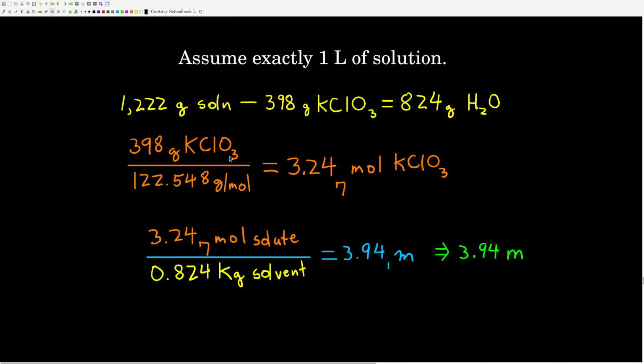Now, to get the moles of the solute, well, we know the mass of the solute, which is potassium chlorate, divide by the molar mass, that gives us the moles. Divide these two numbers, and we would say that this solution is 3.94 molal in potassium chlorate, or the molality of potassium chlorate in this solution is 3.94 molal.